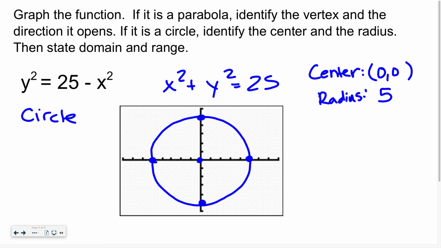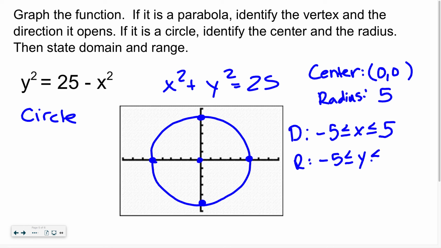Last thing on this one, domain and range. Circles are kind of fun for domain and range because it only works on the x's from -5 to 5, right? Like it's all trapped inside. So we're going to write that -5 is less than or equal to x is less than or equal to 5. And then same thing for the y's. They got to be trapped in the circle.